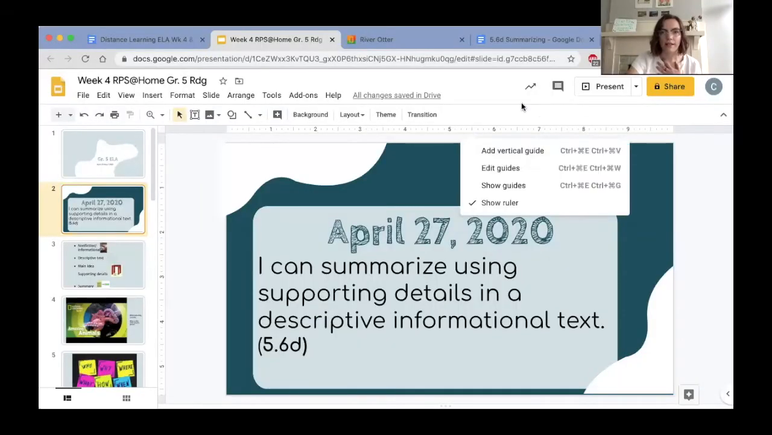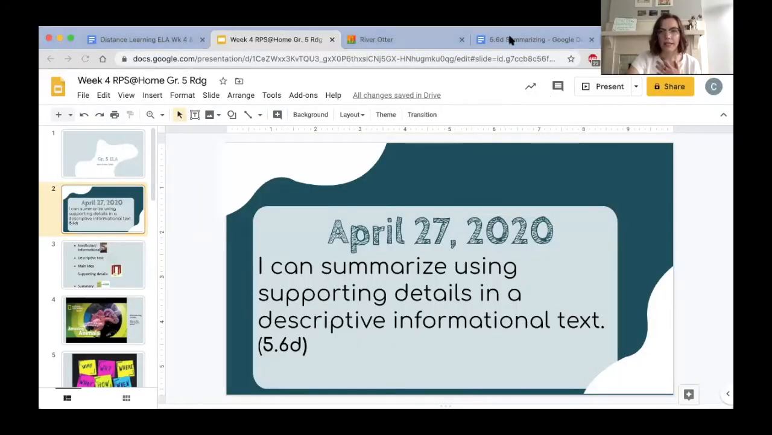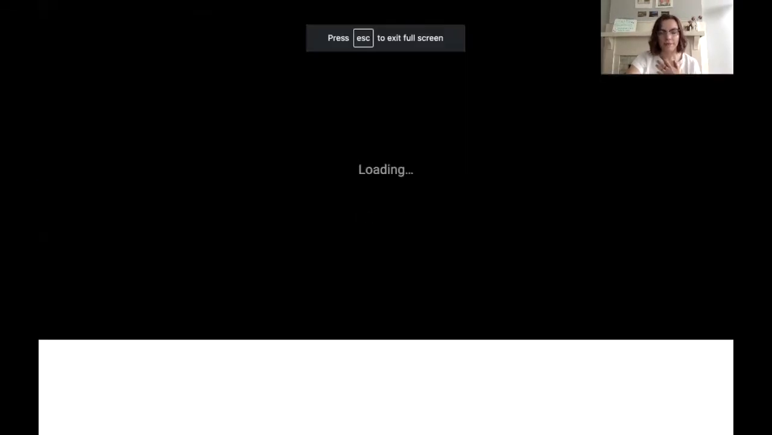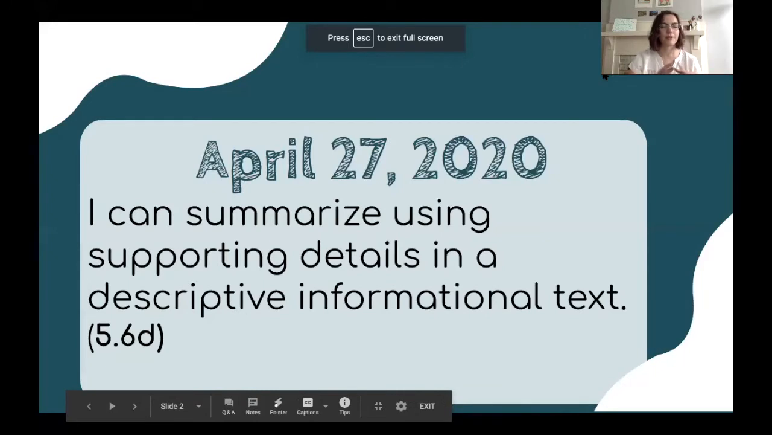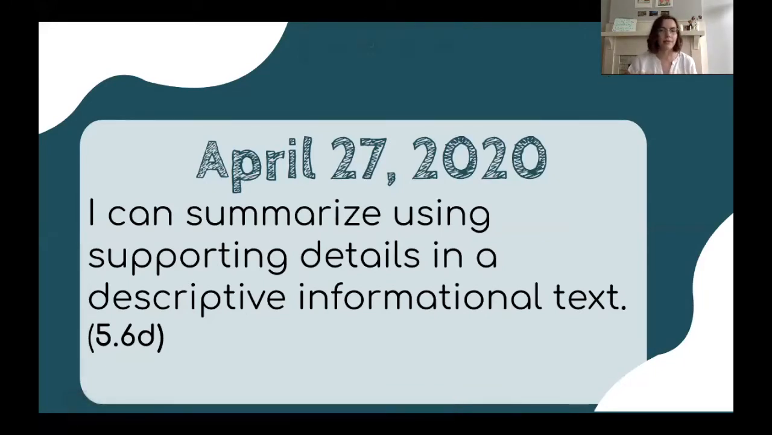When we think about nonfiction text, sometimes it is called informational. I will use those words interchangeably, but really what nonfiction text gets at is a piece of media that teaches us true facts about something. Sometimes it's something new, sometimes it's a deeper dive. Our goal for today is to be able to summarize using supporting details in a descriptive informational text.